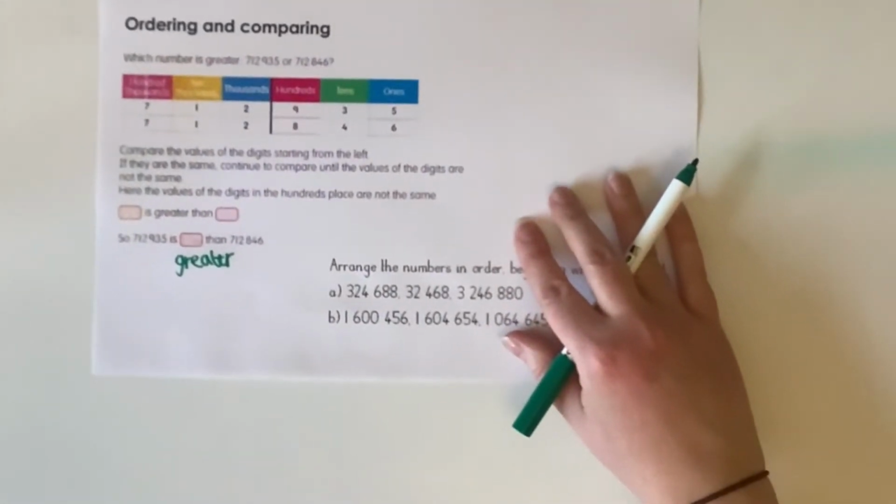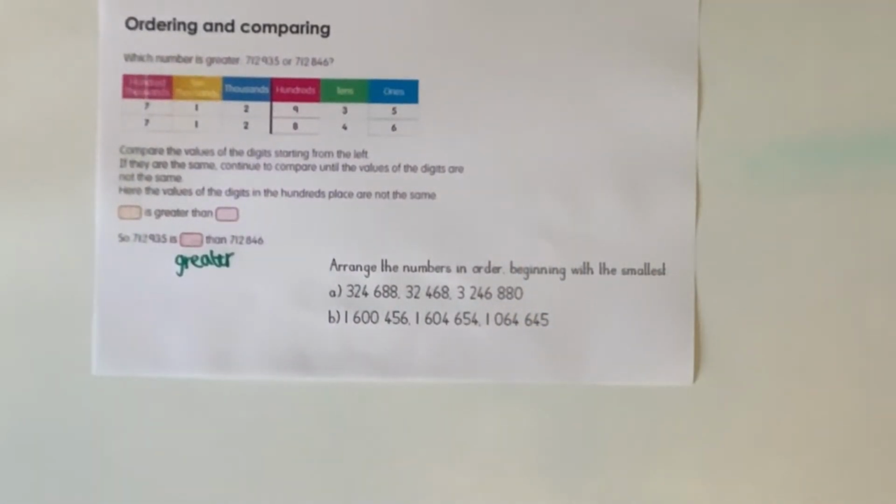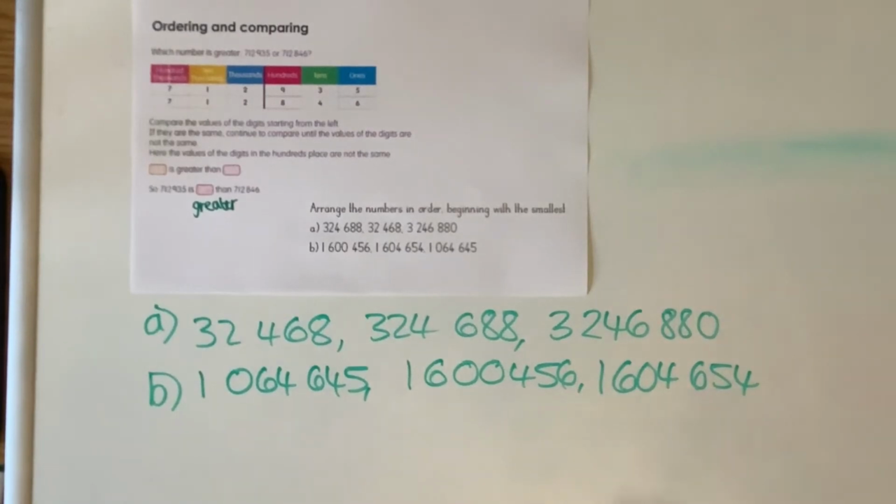Okay, what I'd like you to do is pause the video and arrange these numbers starting with the smallest. So for each question, you've got 3 numbers, arrange them starting with the smallest. Off you go. And here are the answers.